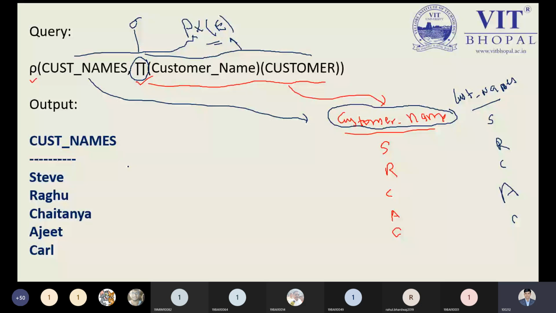Now tell me, any doubt in these three different operations? Please let it be known. No sir, no doubt. Is it clear to all the fundamental operations?